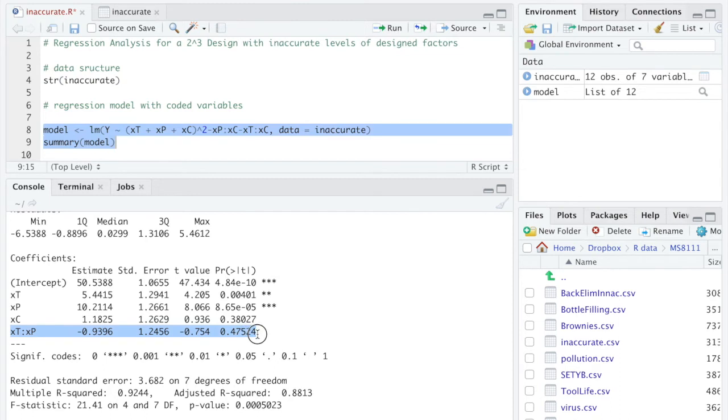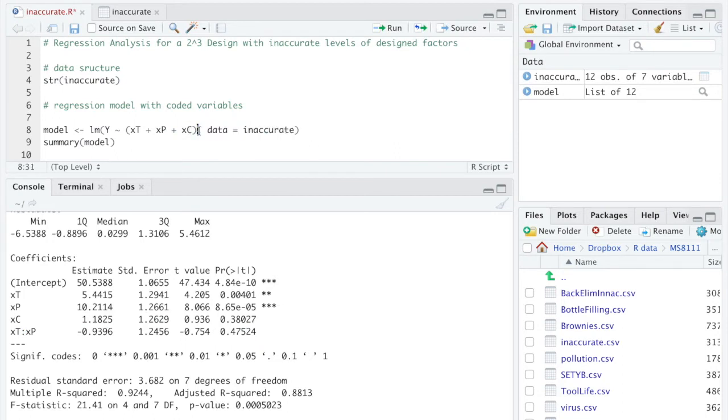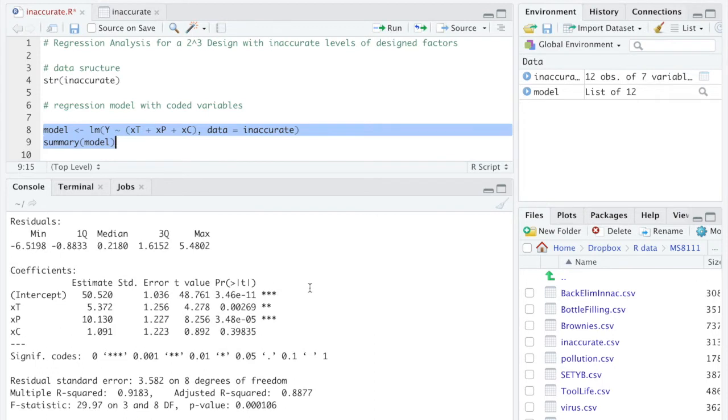Now we have that the two-factor interaction xt-xp is the term with the lowest significance. So we are going to run the model only for the main factors xt, xp, and xc. Let's clean the code for the model with only main factors and run it. The model for the main factors shows that xt and xp are significant and xc is not, so we are going to eliminate xc from the model.